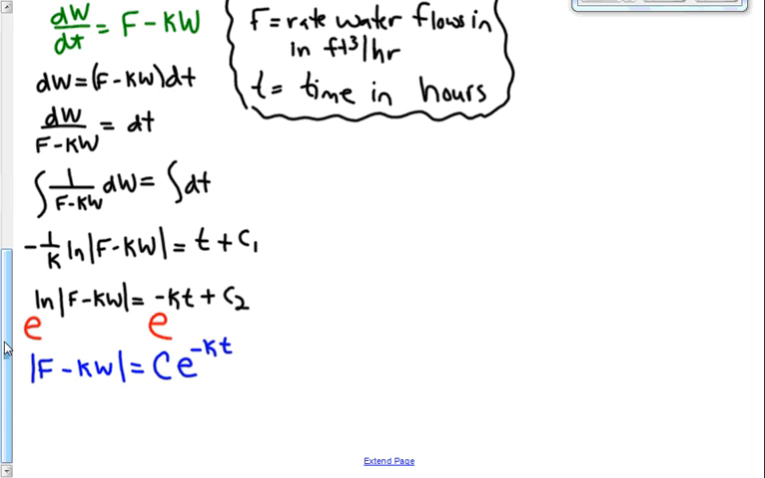So at this point, F minus Kw, F is the rate the water flows in, K is a constant, W is the amount of water that I have in the lake, but this can't be a negative entity, if that makes sense. So this is going to remain positive. So F minus Kw is going to be C e to the negative Kt. So from here, what I need to do is actually get W by itself. So I'm going to subtract the F and divide by the K.